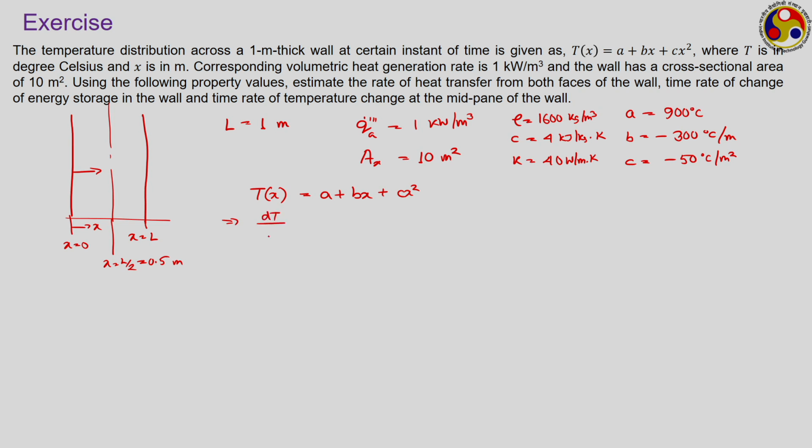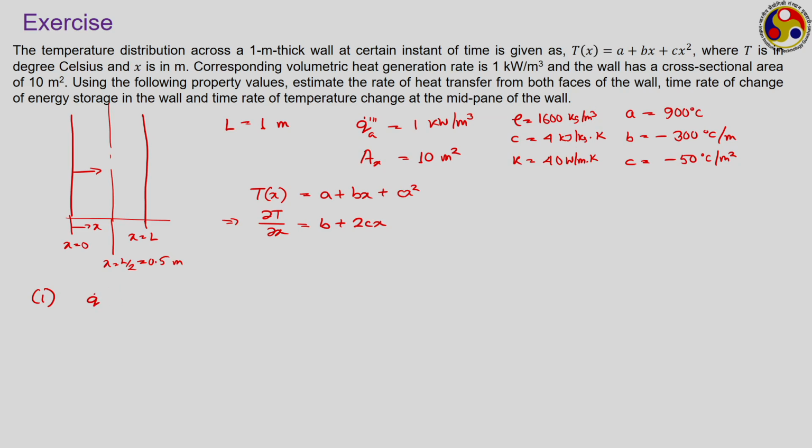Then what will be dT/dx? Here we are talking about a 1D scenario. Let us not consider steady state, because later on we have to calculate the time rate of change of energy, so the space variation can of course be neglected. Then ∂T/∂x, with A, B, C being constants, can be written as B plus 2Cx. So, in the first part of the problem, we have to calculate the rate of heat transfer from both the faces of the wall.